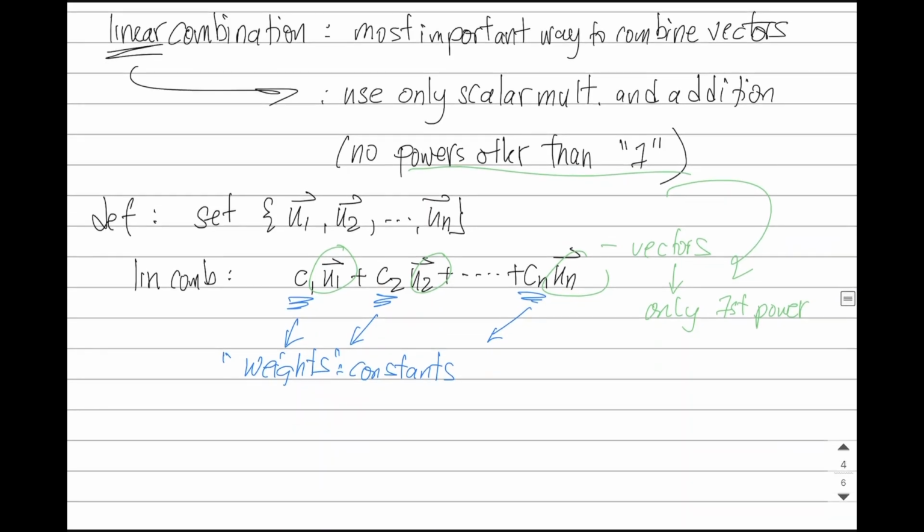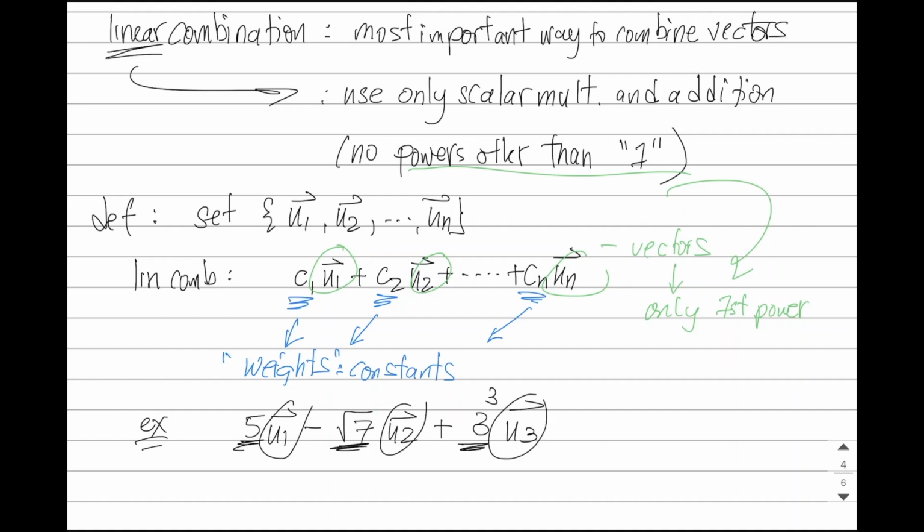As an example, this is a linear combination: 5 bunches of u1 minus the square root of 7 bunches of u2 plus 3 cubed bunches of u3. You said we can't use any other weird powers. How come you're using square roots and cubes? That's not a problem because all of those things are on the weights. The vectors themselves don't have any other powers other than 1.